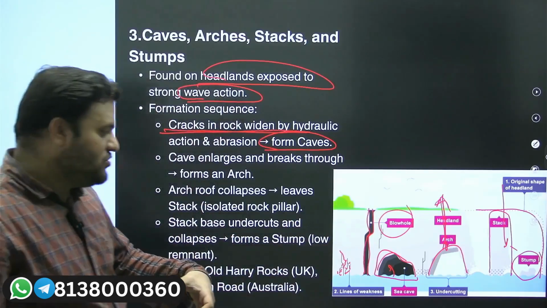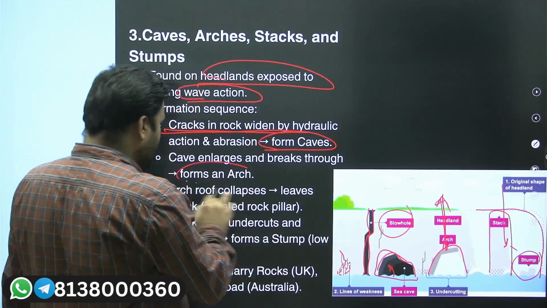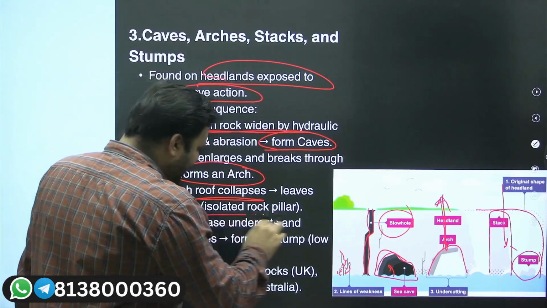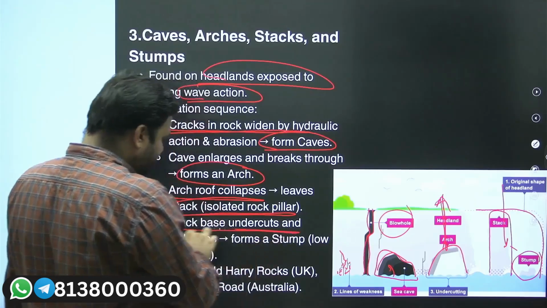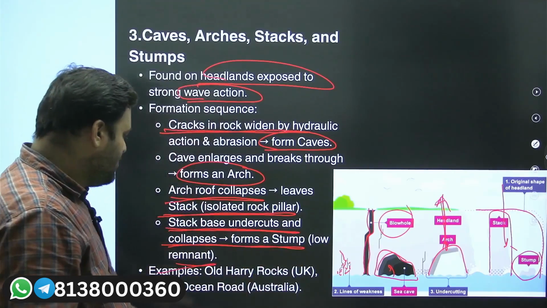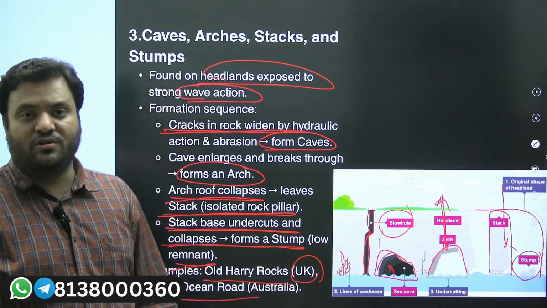When the cave further enlarges and further abrades, that will lead to the formation of an arch. And if the arch roof collapses, there will be the formation of a stack, the isolated rock pillar. And if the stack base is subjected to intense erosion, that will be called stumps. You will see Old Harry Rock in the UK. You will see the Great Ocean Road in Australia.